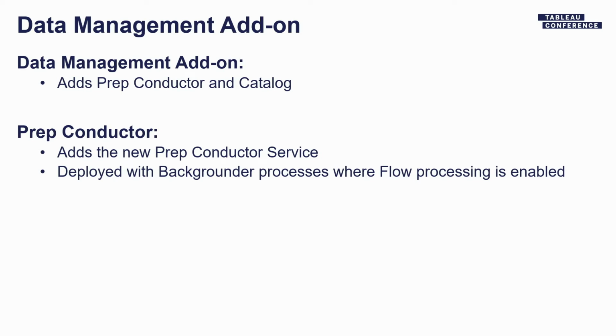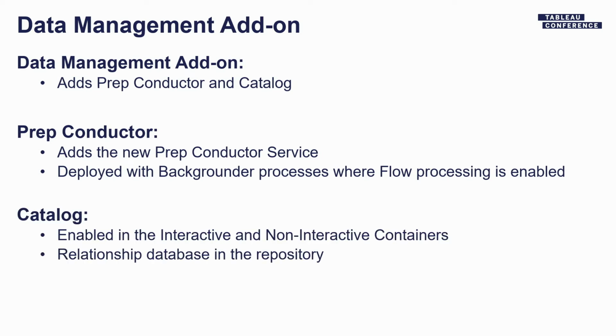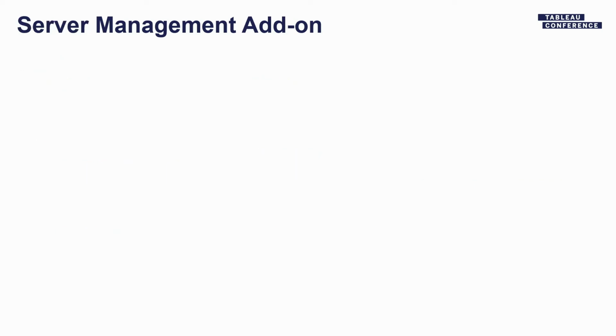And so basically its high availability story is that if you have a backgrounder on multiple nodes and you have flow processing enabled on those, it's going to get prep conductor. Catalog is made up of a number of microservices, which are in both the interactive and non-interactive containers. And in addition, there's a database, which is stored in the repository. So it shares the HA stories of those respective services.